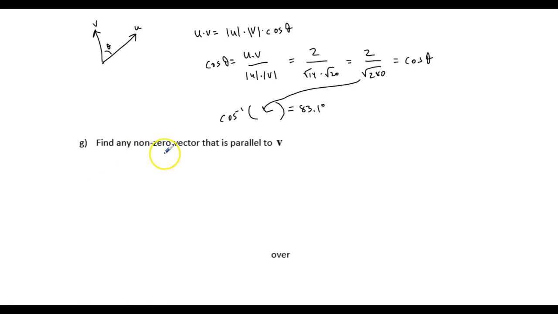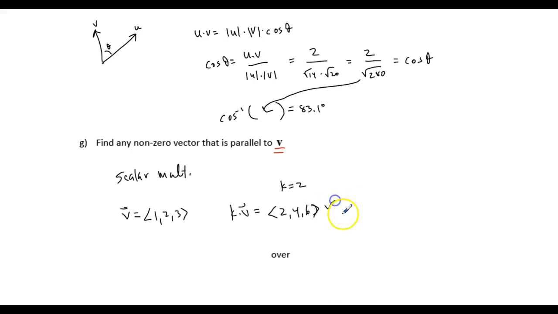Okay, G is next. Find any non-zero vector that is parallel to V. Well, remember, two vectors are parallel if they're scalar multiples of one another. So if V equals 1, 2, 3, I can just pick any scalar multiple, k times the vector V here. If I want to pick, say, k equals 2, stretch it by a factor of 2, I'm going to have 2, 4, 6.